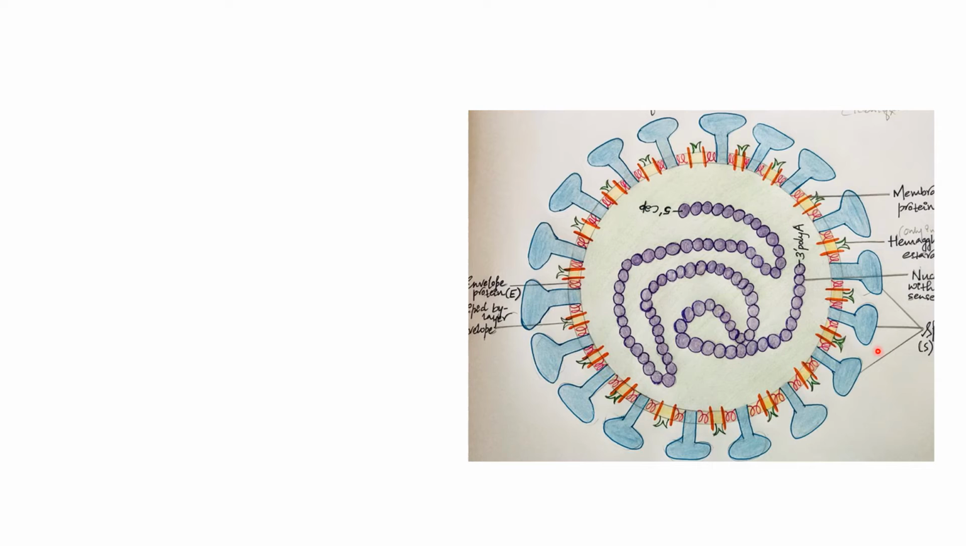Out of these two, M protein is the main structural protein and it plays a crucial role in the reproduction, that is budding, of virus. And E proteins also have some role in reproduction, that is budding, but it is responsible for intracellular trafficking.